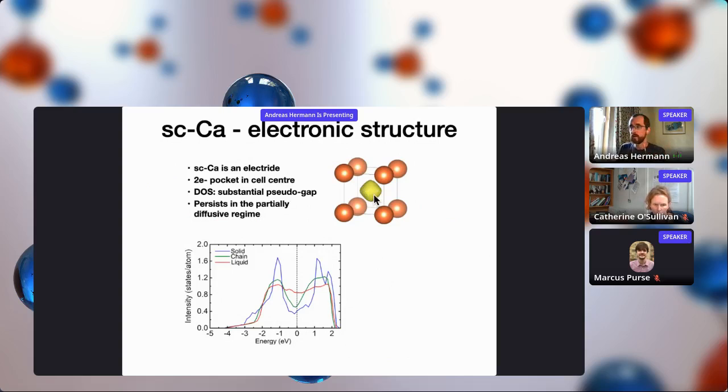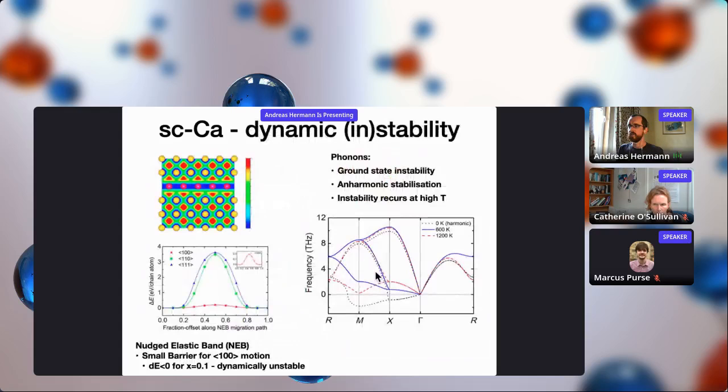Because the electrons are localized, this structure is actually quite a bad metal. If you look at the electronic density of states in the solid, you see there's a very pronounced pseudo gap around the Fermi energy. And that is also retained in this chain melting, in this diffusive regime, but not in the liquid. This we can understand because we then went back to our supercell and deliberately moved a chain of atoms along one crystallographic direction. And here the isosurface is the electron localization function. So think of this as, where it's red, that's where the electrons are.